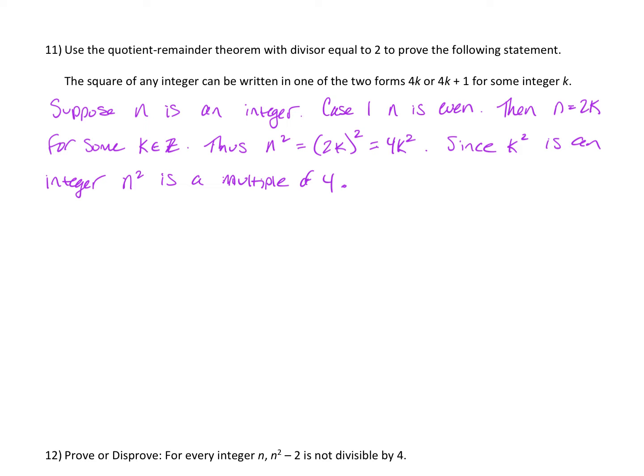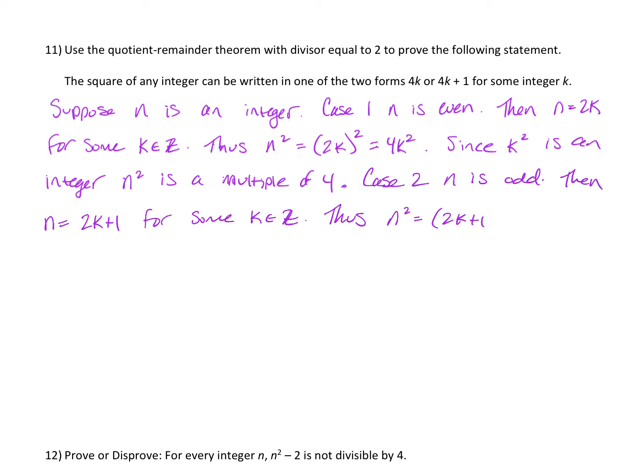Okay, case 2, n is odd. Then n is 2k plus 1 for some k in Z. Thus, n squared is (2k plus 1) squared, which is 4k squared plus 4k plus 1, which is 4 times (k squared plus k) plus 1.